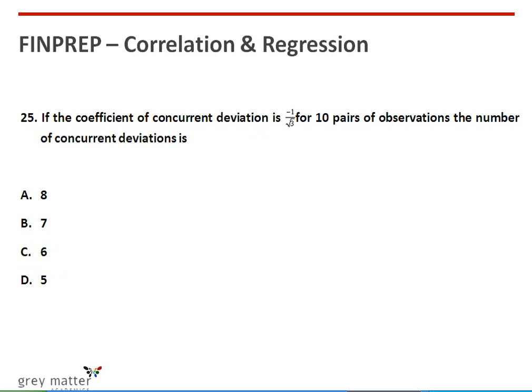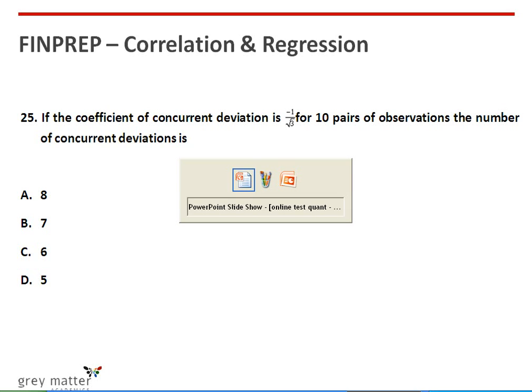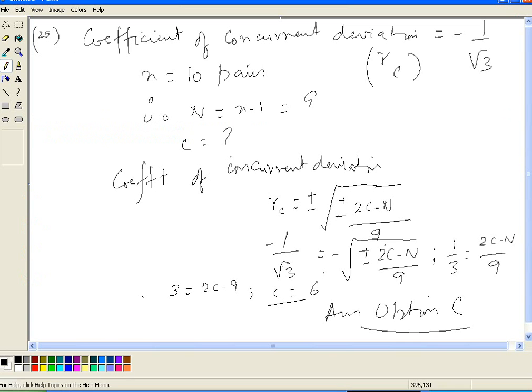25th question. If the coefficient of concurrent deviation is minus 1 by root 3 for 10 pairs of observation, the number of concurrent deviation is worked out as follows in the work area. Coefficient of concurrent deviation rc is equal to minus 1 by root 3. Now n, the number of pairs of observation, is 10. Capital N is nothing but small n minus 1, which is equal to 9.